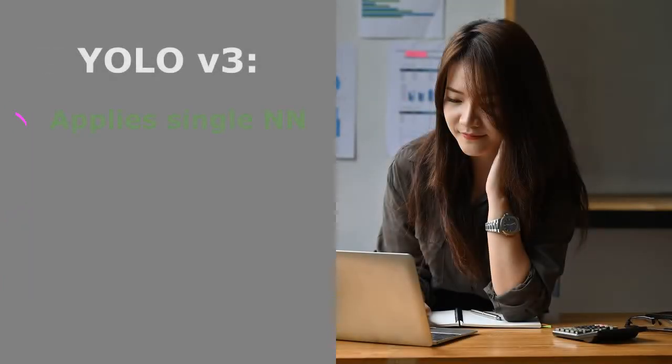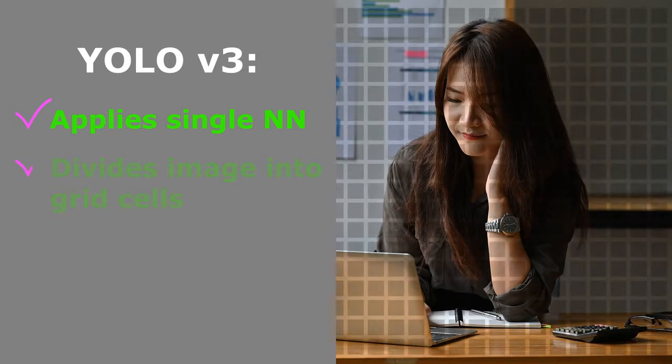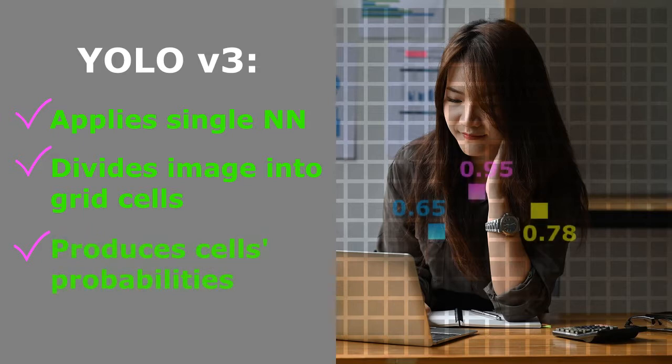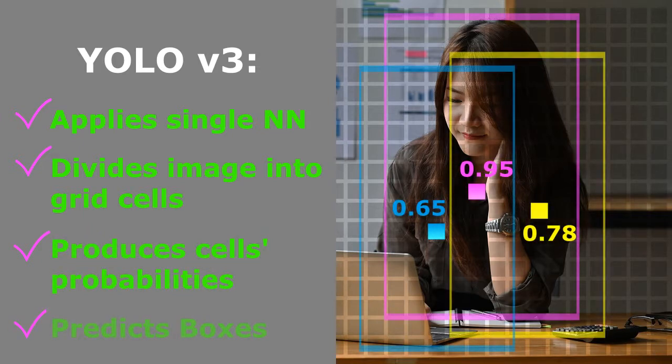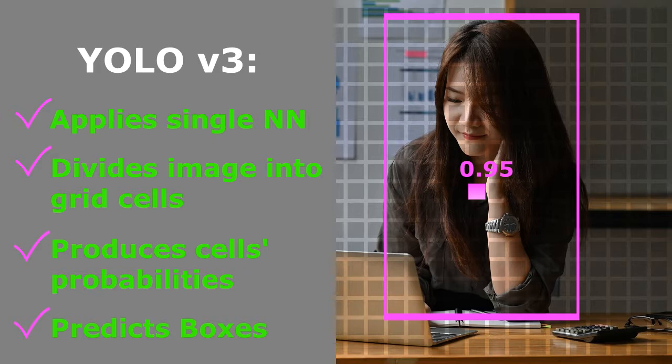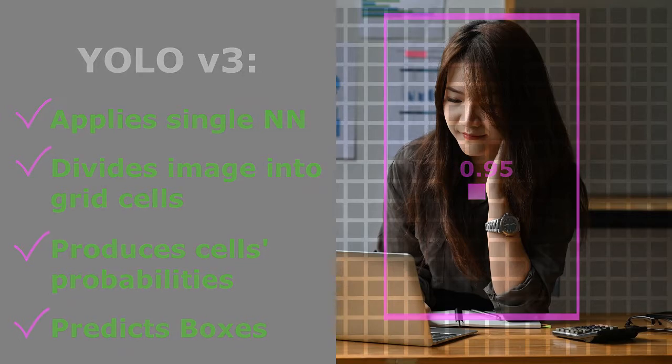YOLO applies a single neural network to the whole image. This neural network divides image into regions and produces probabilities for every region. After that, YOLO predicts number of bounding boxes that cover some regions on the image and chooses the best ones according to the probabilities. This is a very simplified definition.